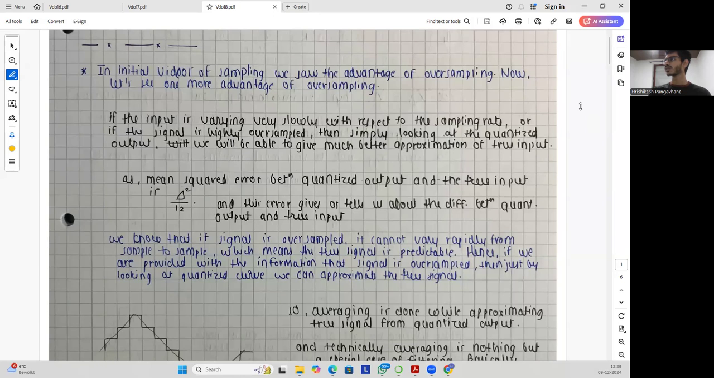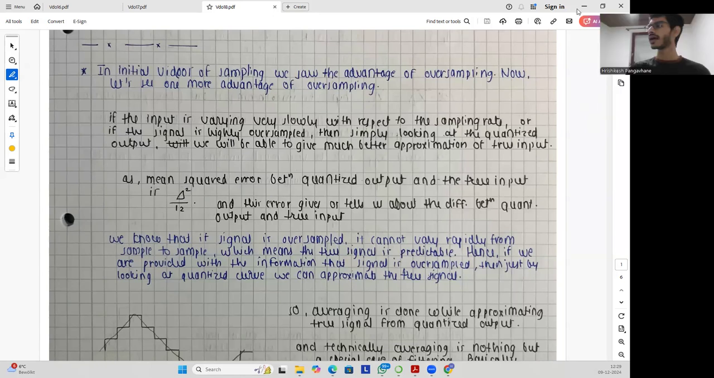Perfect. So then I would like to start with the idea of oversampling. In the initial videos on sampling, as I discussed earlier, we saw the advantage of oversampling. And now let's jump into another oversampling advantage.